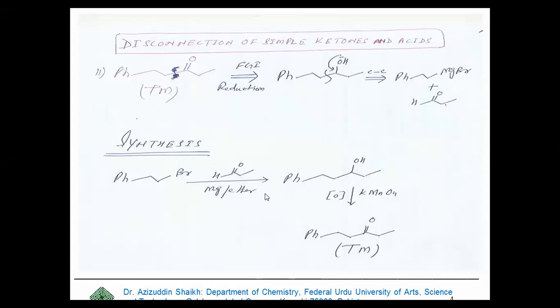In the presence of magnesium and ether, it is converted into Grignard reagent. It reacts with carbonyl compound, then you will obtain alcohol. This is the secondary alcohol, and by oxidation with KMnO4, it is converted into ketone, which is your target molecule.